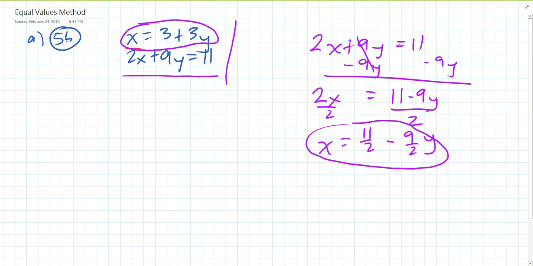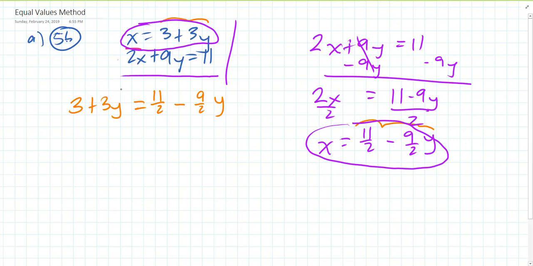meaning I know x is equal to 3 plus 3y. X is also equal to essentially this mess right here. Okay, so I'm going to just set it equal. I'm going to set this part here equal to this part right here. Okay, so 3 plus 3y equals, from here, this portion right here, 11 halves minus 9 halves y. And from here I'm going to solve for y.